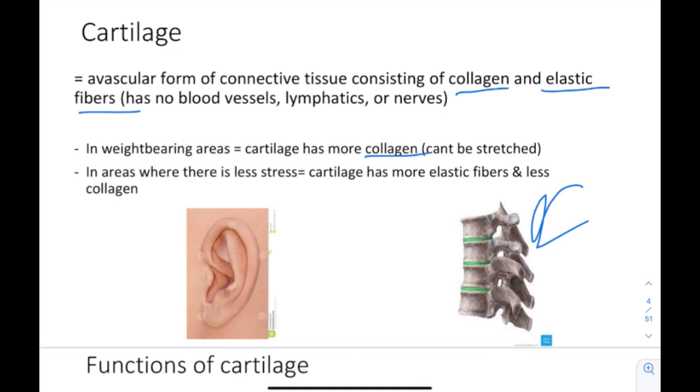So for example, here, the structures in green, they're called the intervertebral discs. They're between the vertebral bodies, and they're basically fibrocartilage that has a lot of collagen. It can't be stretched, so it gives strength to the cartilage. And then in areas where there's less stress, where there's no weight bearing, for example, the external ear, there's a lot more elastic fibers and less collagen.